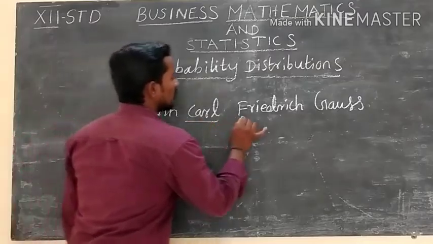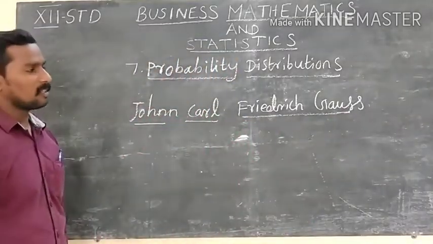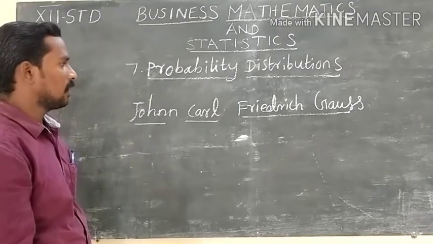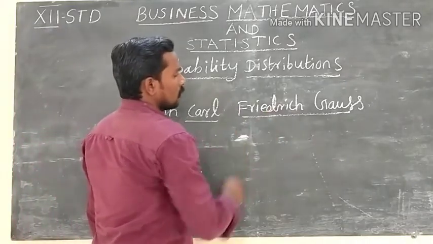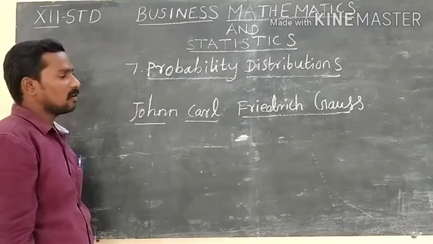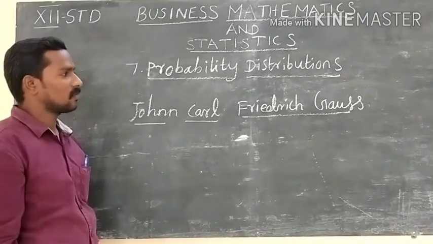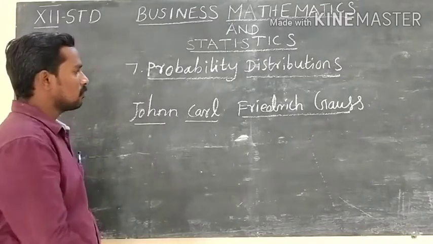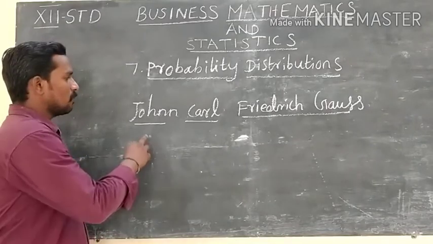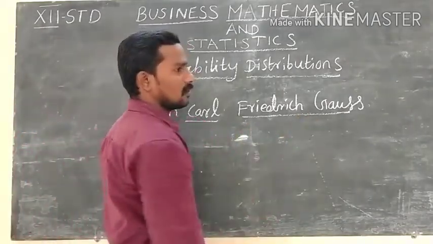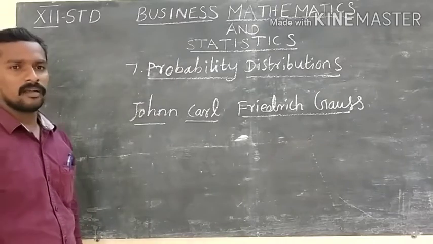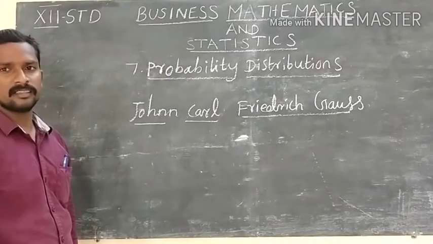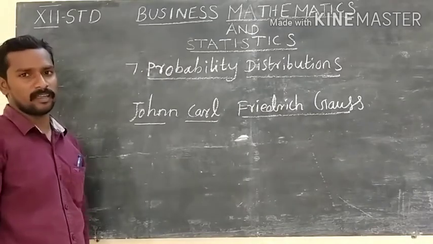Here, one person, a German mathematician, and not only a mathematician, he was also a physicist. He made significant contributions to the field of maths and science. Also, most of the probability distribution was derived by him. His name is Johann Carl Friedrich Gauss. He was born on 30 April 1777 and died on 23rd February 1855.